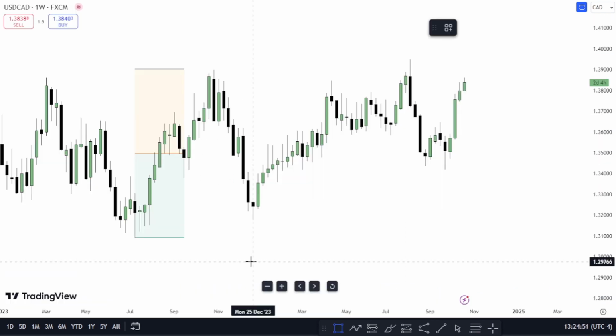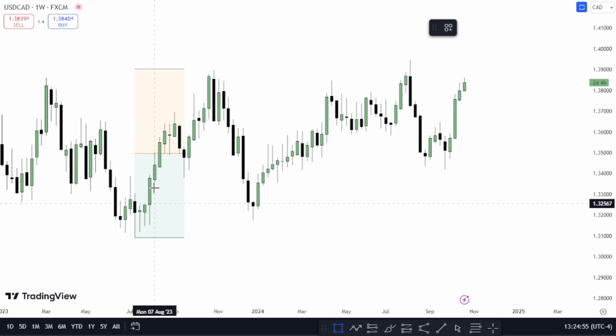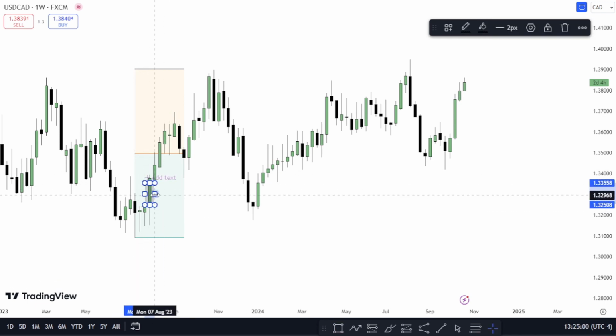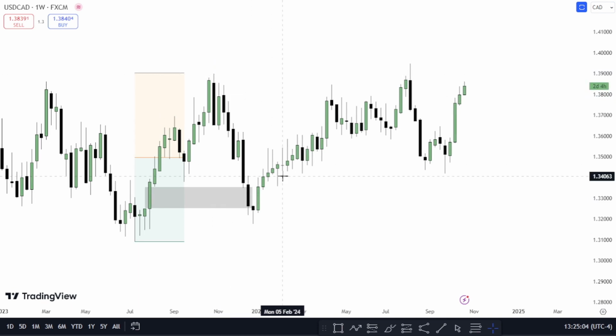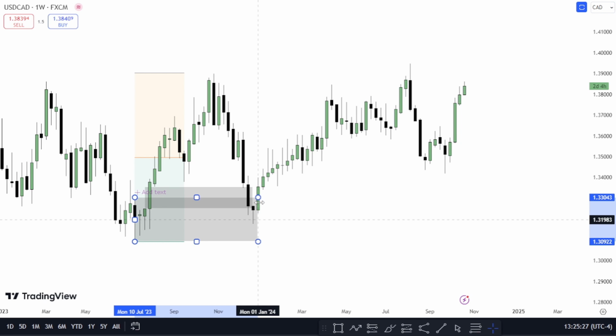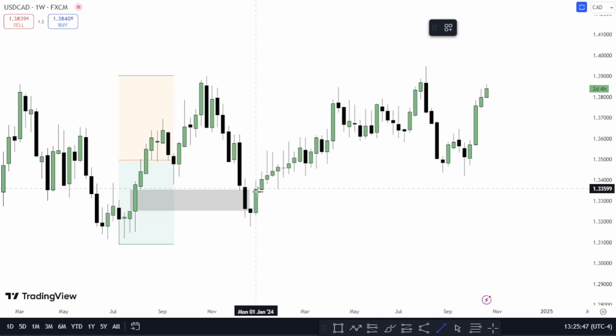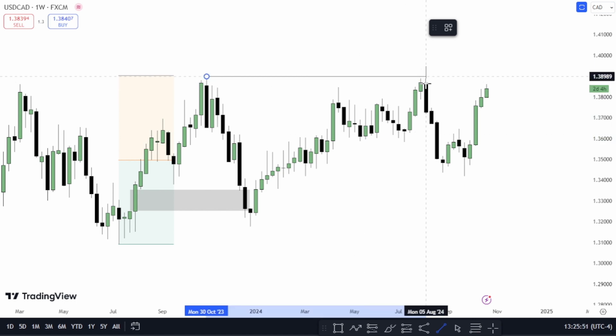This is USD CAD weekly chart. We draw our range, and when we hit our internal range liquidity, which is our fair value gap, we will look for a long entry toward this external range liquidity. We also have a down close candle here supporting this fair value gap. So most likely it will be a high quality setup. Once price hit our key level, we will look for long entries toward our external range liquidity.